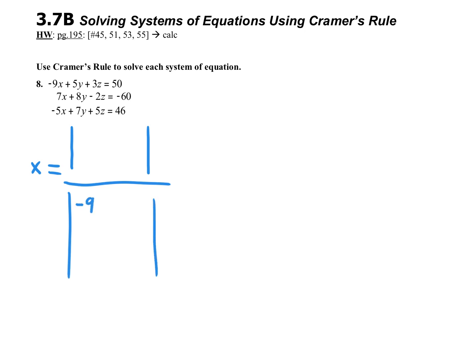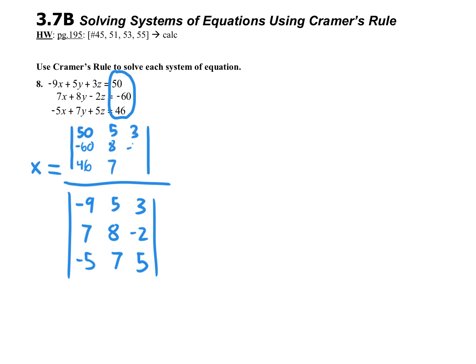The determinant on the bottom. For the matrix, we just take the coefficients of the variables. And then in the numerator, if we're solving for x, we have to replace the x coefficients with these numbers. And the rest of it stays the same.